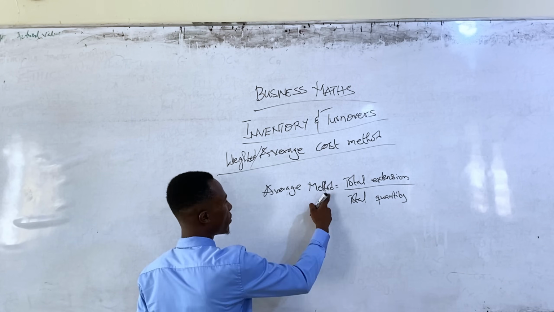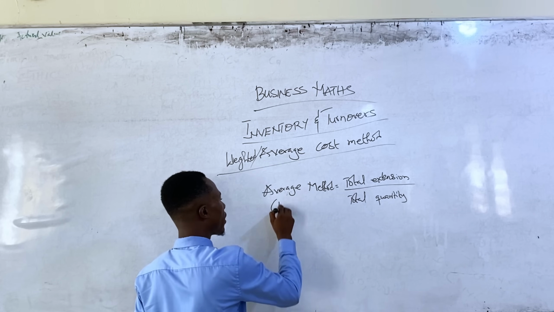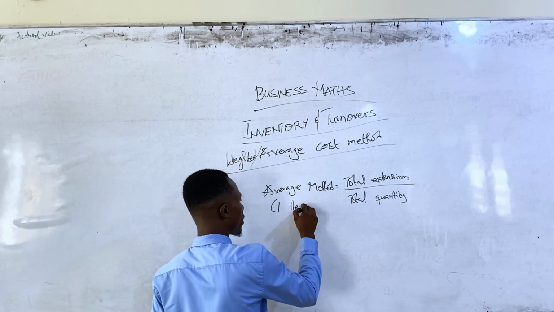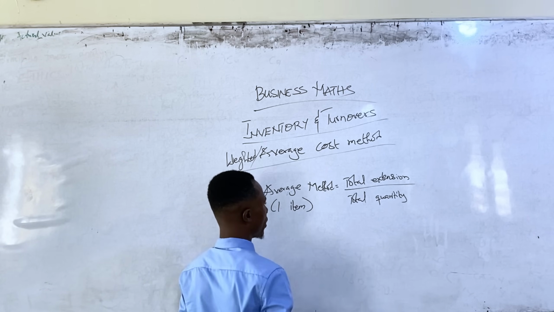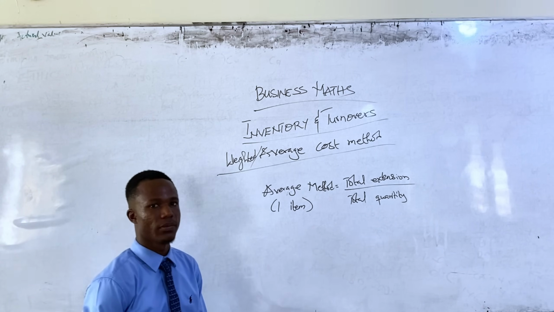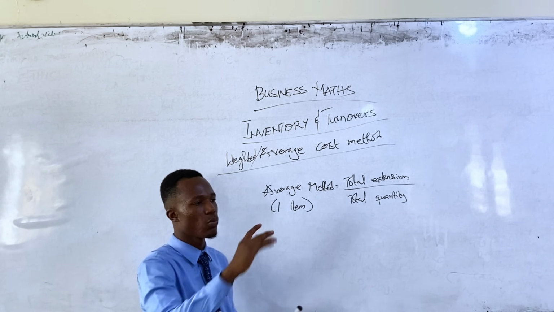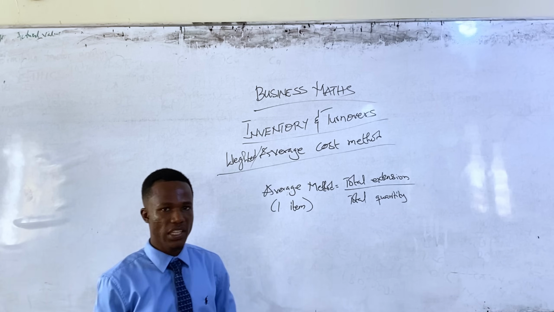Now this average method is for what? One product or one item. So the average cost that you are going to get is for only one item. So it is when you get the average cost of a single item that you multiply it by the whole items in the warehouse.